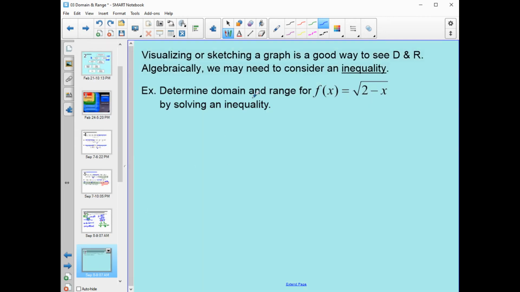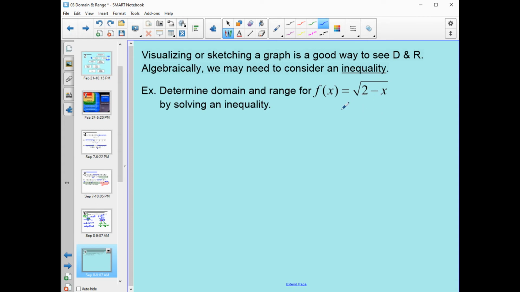Now, what about, and you can see I've got a blue background here. This is technically not required, but it's such a useful thing, especially for simple little problems like this, that you might want to put a little bit of time and effort into learning and practicing this skill. So I mentioned when I opened this, I said visualizing or sketching a graph is a good way to see domain and range. Algebraically, you might want to consider an inequality.